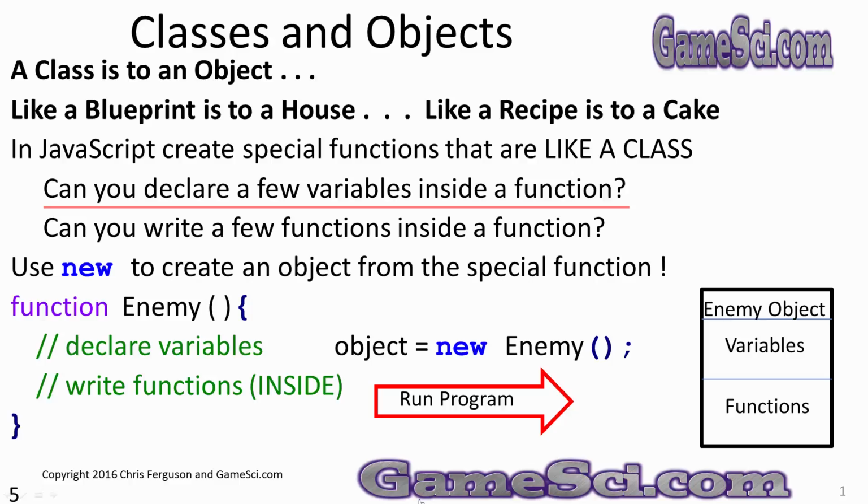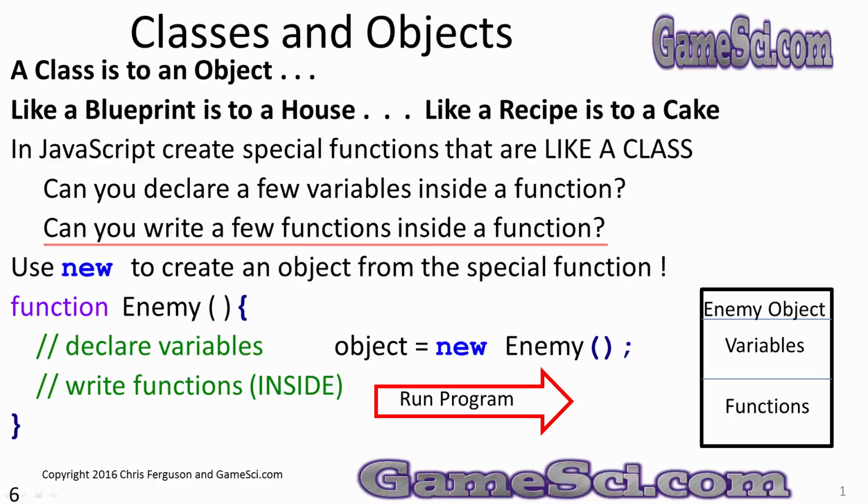Can you declare a few variables inside a function? This idea of a local variable, we're going to create some variables inside of a function. Well, if you can do that, you're halfway there. Can you write a few functions inside a function? This is really the only new thing. We have written functions already. You should already know how to build a function. All we're going to do is write functions inside a function. This is critical in order to make JavaScript act like an object-oriented programming language.